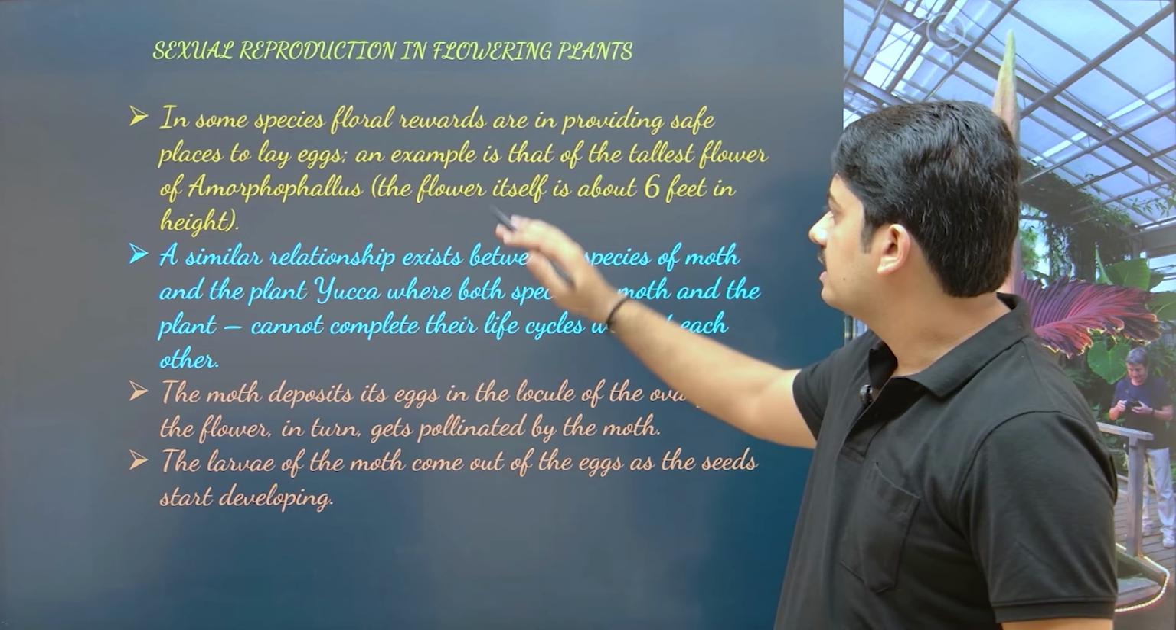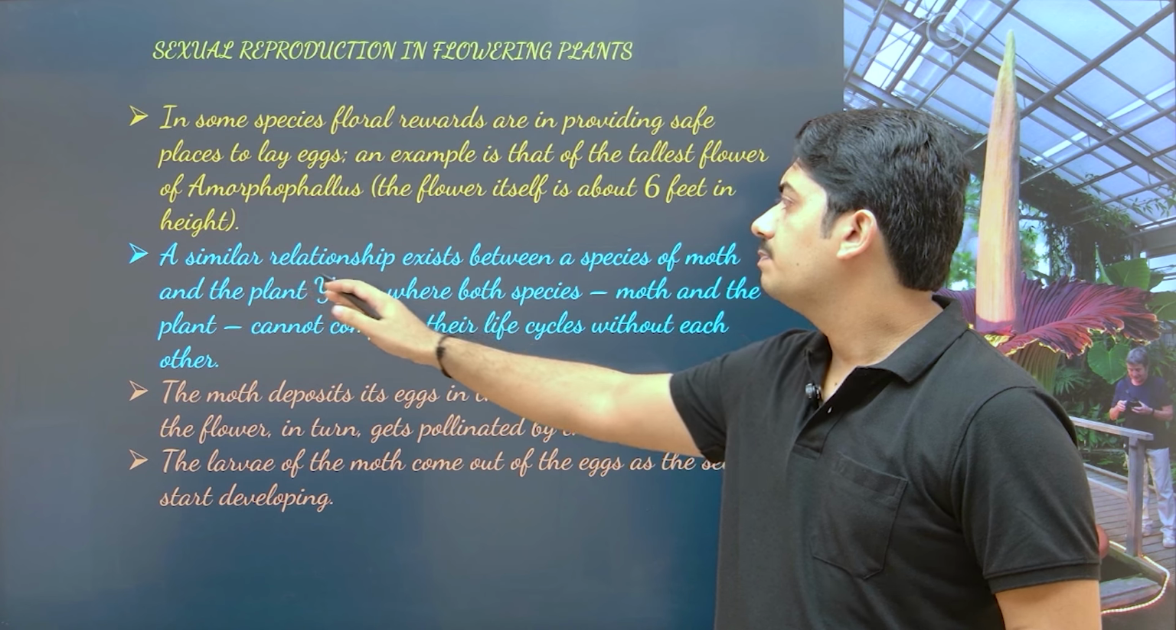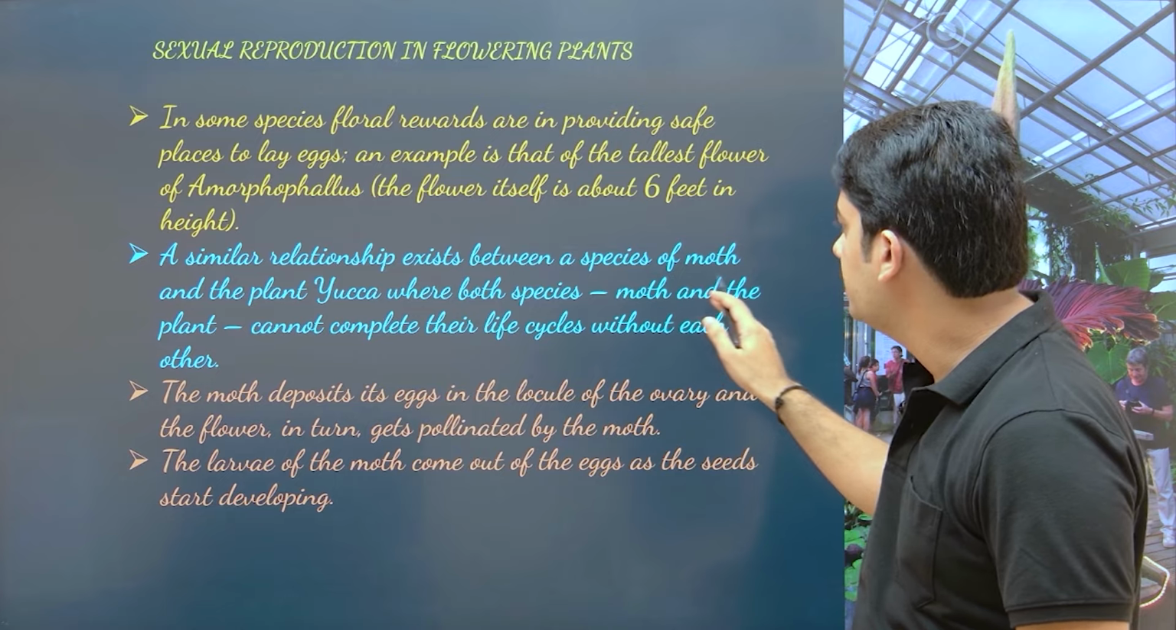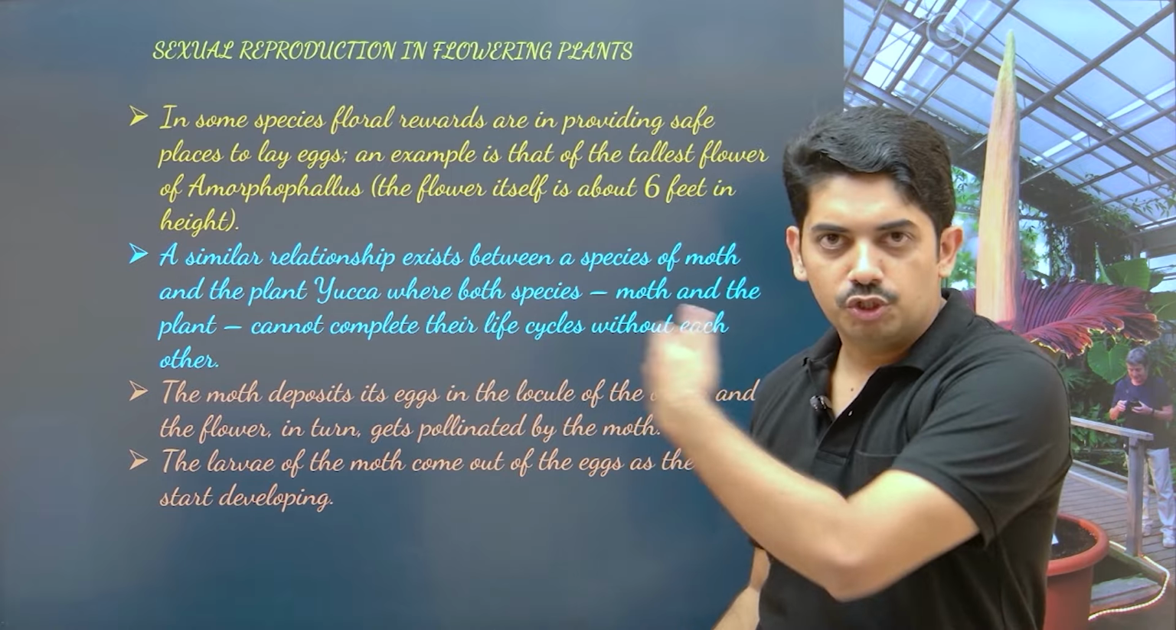So the same thing is given here. It may grow up to 6 feet. Okay, a small relationship exists between the species of moth and the plant yucca. This I will show you in the next picture.